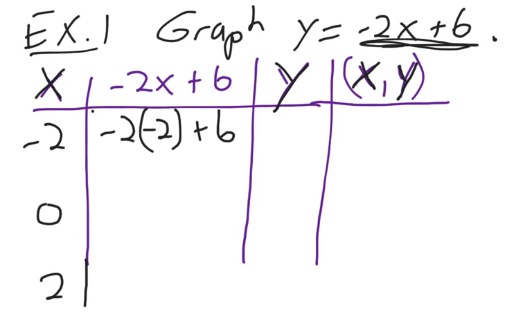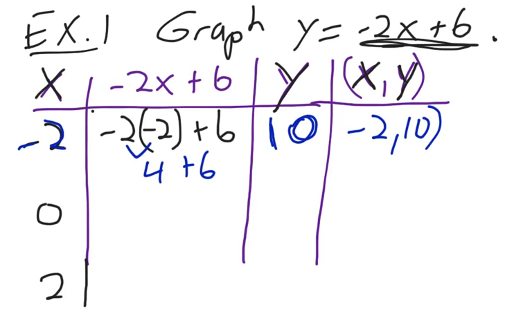And now I'm just going to use my order of operations. So negative 2 times negative 2, we multiply first, then we add. That gives us positive 4 plus 6. And what does 4 plus 6 give us? 10. So I get a 10 for my y. And I'm going to write that over on the right as an ordered pair. So that was a negative 2 for my x and a 10 for my y, so it would be negative 2 comma 10. Now that point's ready to be graphed.